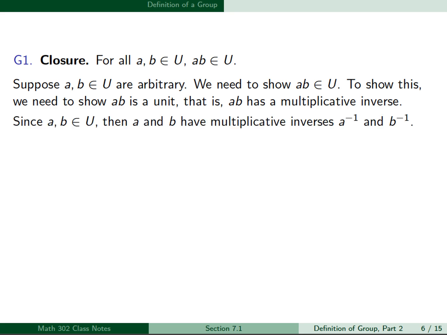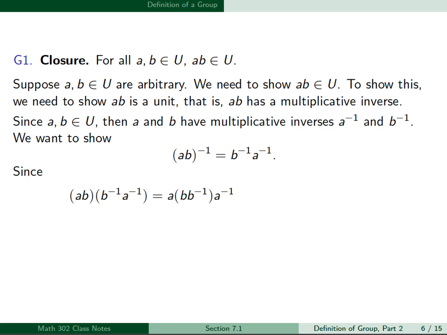Now, since A and B are both in U, then A and B both have multiplicative inverses, A inverse and B inverse. And we want to show that AB inverse is equal to B inverse A inverse. To show this, we have to show that if we multiply B inverse A inverse times AB on either side, we obtain the identity. Well, AB times B inverse A inverse, using the associative law of multiplication, will be A times the quantity B B inverse A inverse, which is A times the multiplicative identity 1 sub R times A inverse, which is just A times A inverse, which is 1 sub R.